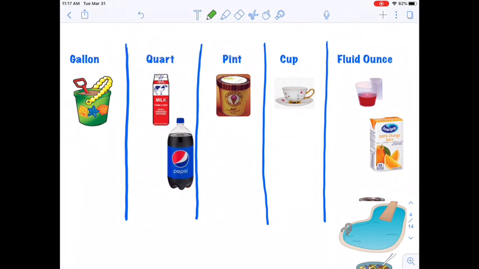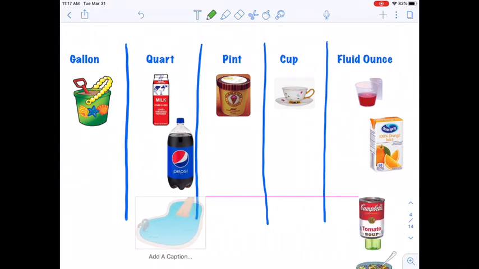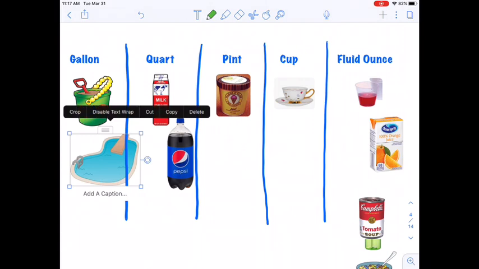Now, what about this swimming pool? Would it be appropriate to try to tell me how many fluid ounces it would take to fill up this swimming pool? That would be a lot of fluid ounces. So we would use gallons to say how much this swimming pool would hold, or what its capacity is. We would measure the amount of water it would take to fill it up in gallons.